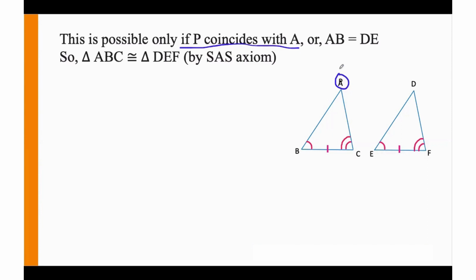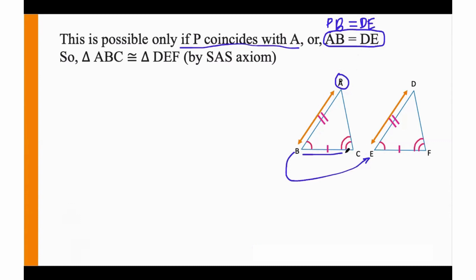And so we had constructed PB such that PB is equal to DE. But now that P and A are the same points, we can say that AB is equal to DE. If AB is equal to DE, then it turns into case 1. So AB is equal to DE, angle B is equal to angle E, and BC is equal to EF. And so by SAS, we can say that triangle ABC is congruent to DEF.